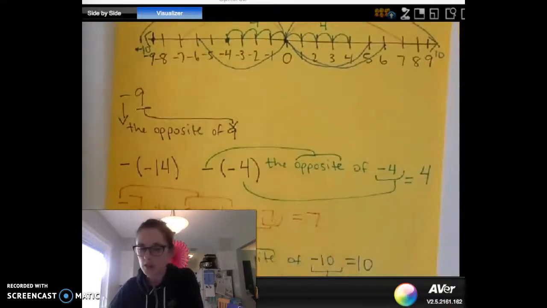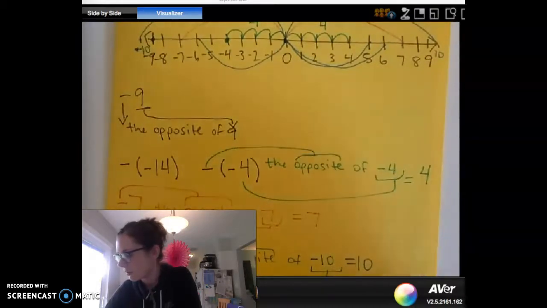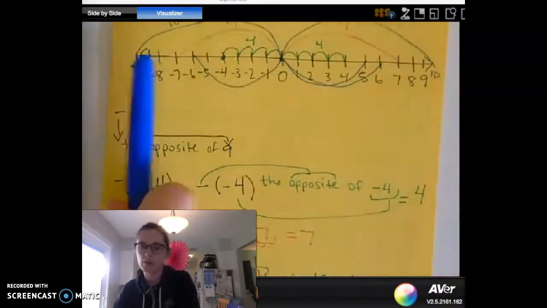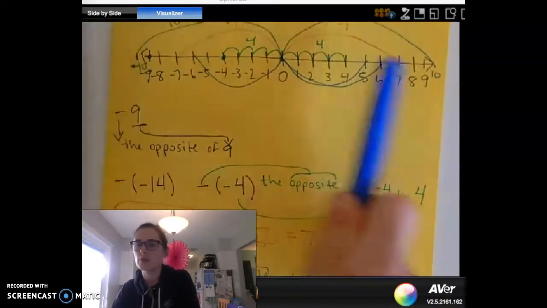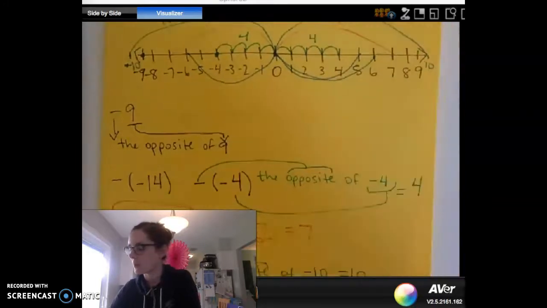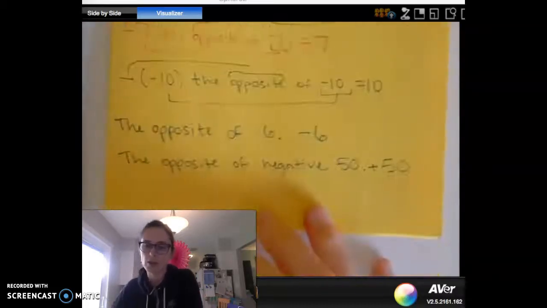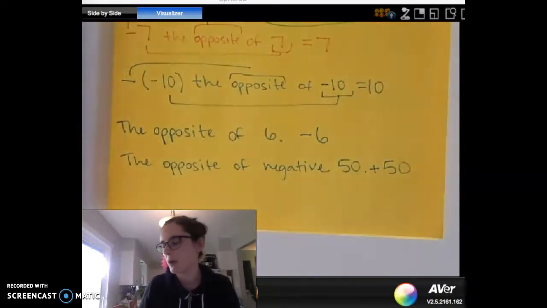So what if we did the opposite of negative 50? Well, if you're starting on negative 50, which would be way over here, the opposite of negative 50 is going to be on this side of the number line. So that would mean it would be positive 50. Okay, and you could put the plus there, or you could just leave it as 50. So that's a little bit on word form.